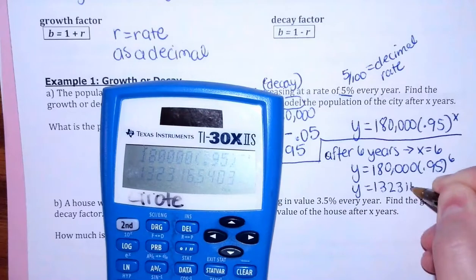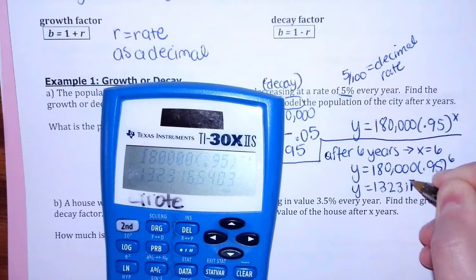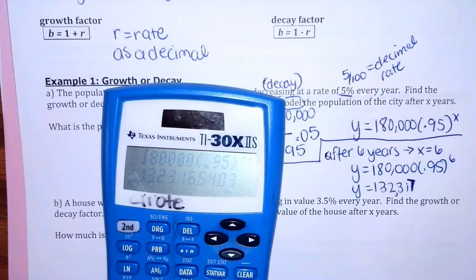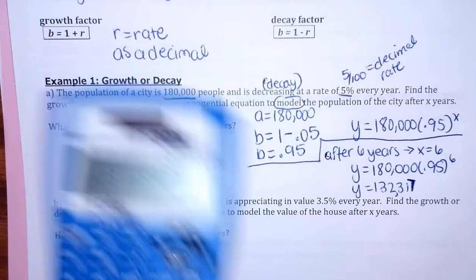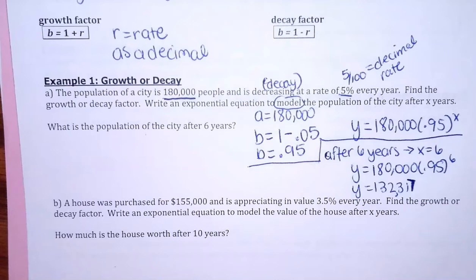13,231.7, let's say, round that up. So about 132,317 people after 6 years.